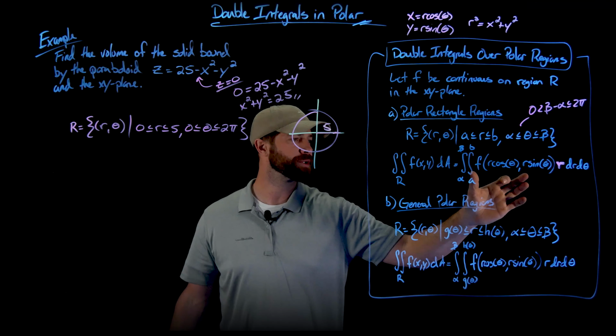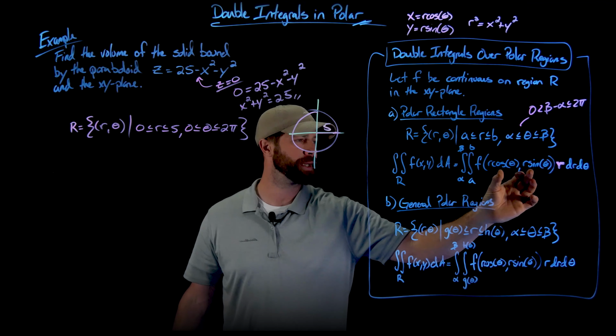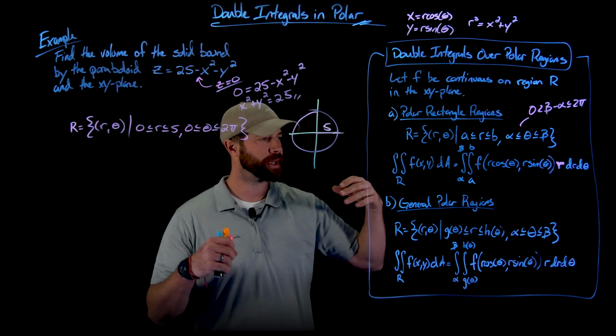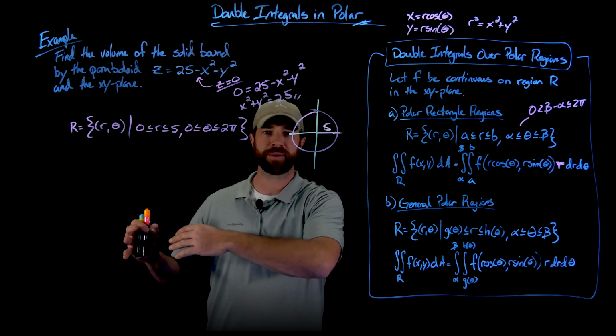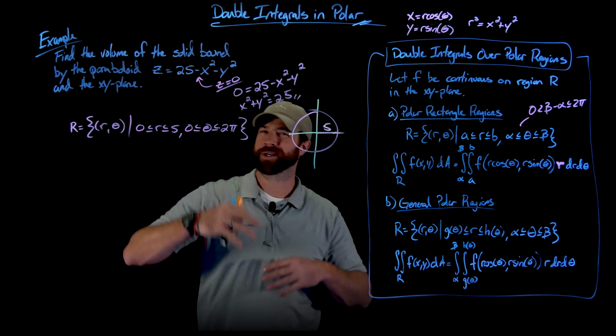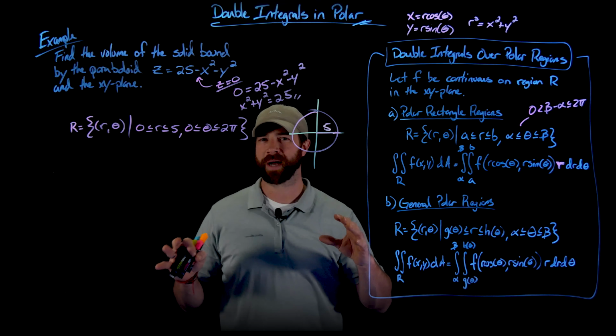The other thing we need to do is do this change of variables right here. And you might think that you need to plug in r cosine theta or r sine theta directly into the x and y descriptions here and then simplify that, but you actually don't have to go about doing that.